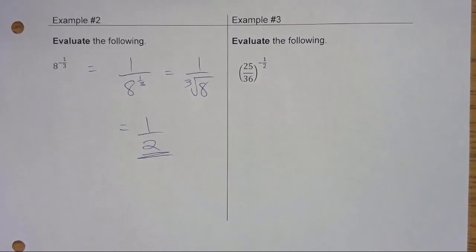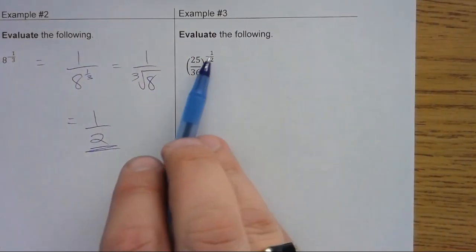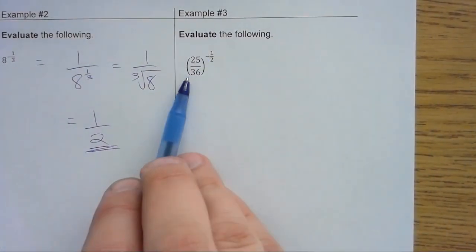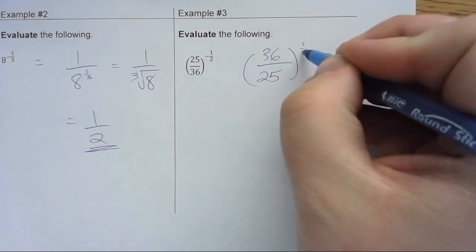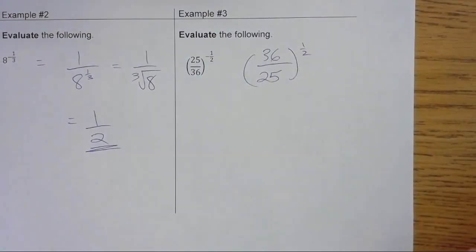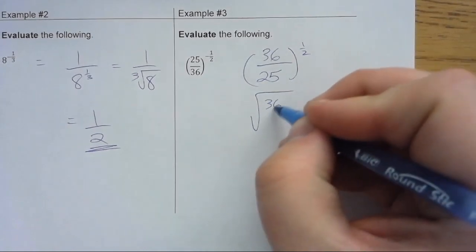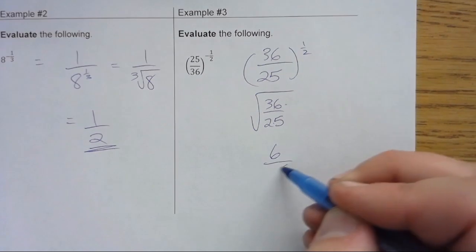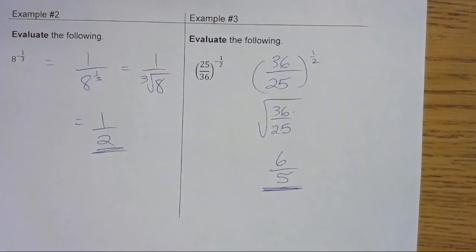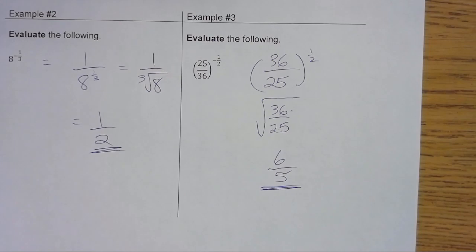Isn't that cool? All right, now look at this guy. What does the negative do to this base? It reciprocals it. What does the exponent 1/2 do? It makes it a square root. What's the square root of 36? And what's the square root of 25? Done. All right, couple more.